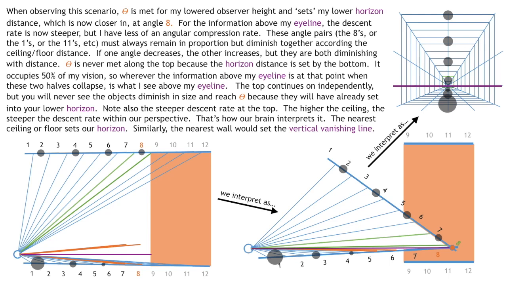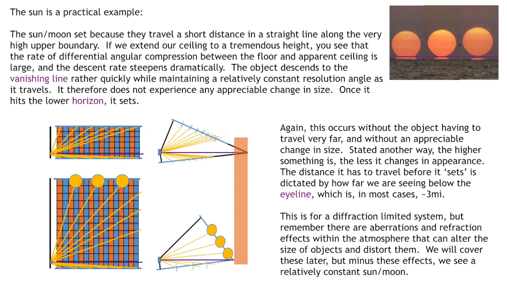You also have the object larger to start out with, but then it gets rapidly smaller with distance because of how close in proximity those transversal lines are. And along the top, you have the object start out smaller, but it remains relatively stable because the angular size compression rate is not as great. So the angles remain somewhat large as it descends away from you, and it maintains its relative size for the most part. And at the end, it will eventually set into the horizon.